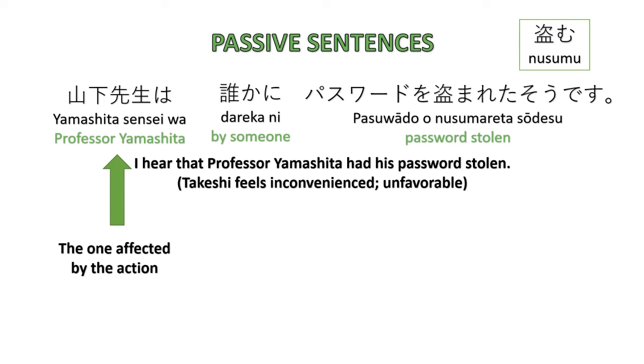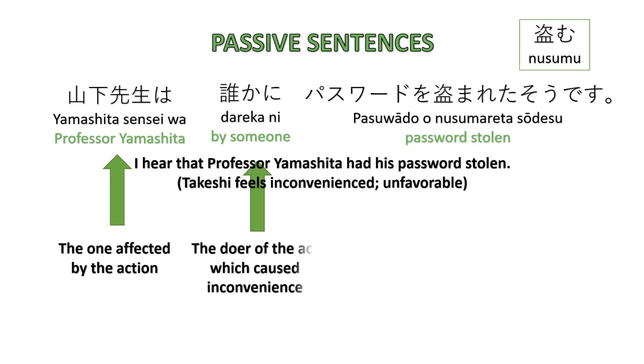So Professor Yamashita is the one affected by the action, and this someone is the doer of that act which caused inconvenience, and the act done by that someone, by the doer, in the passive voice. This is in the passive voice.